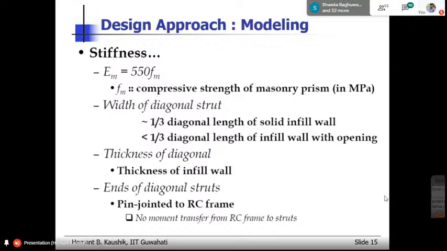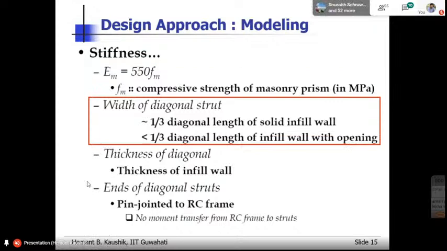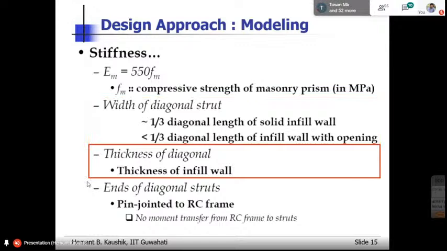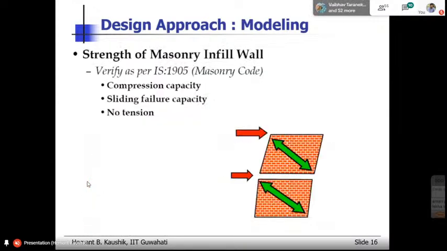Thickness of the diagonal is the actual thickness of the wall. And finally, the important point here is the ends of the diagonal strut. So these are the 4 important points that you have to remember whenever you want to model the stiffness of the wall, right? So ends of the diagonal struts have to be pin jointed so that no moment transfers from the RC frame to the struts.